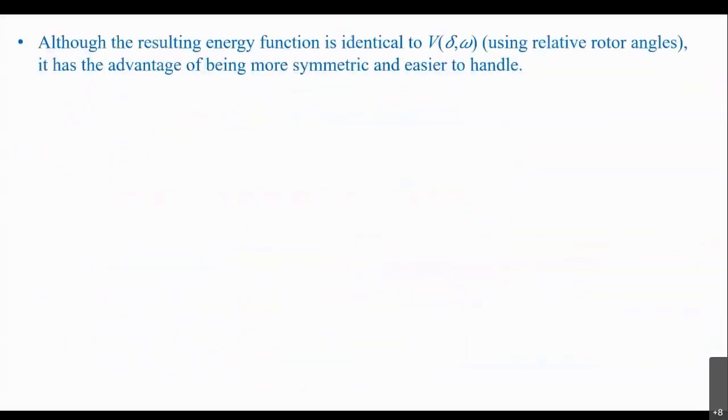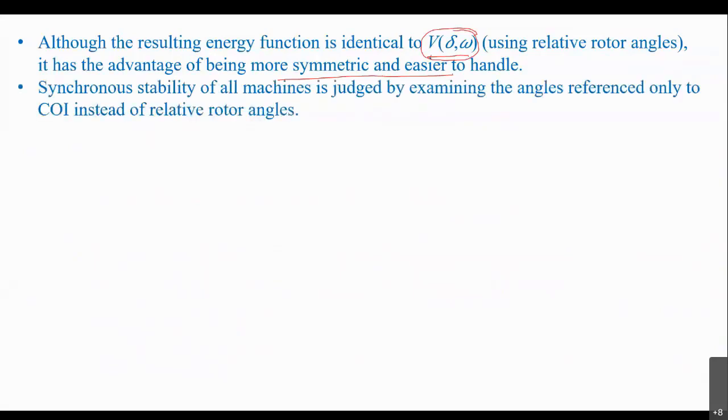So then what is this center of inertia? Although the resulting energy function is identical to V delta omega, this energy function is represented by V delta omega using the relative rotor angles. It has the advantage of being more symmetric and easier to handle in case of the center of inertia method. So synchronous stability of all machines is judged by examining the angles referenced only to COI instead of the relative rotor angles.